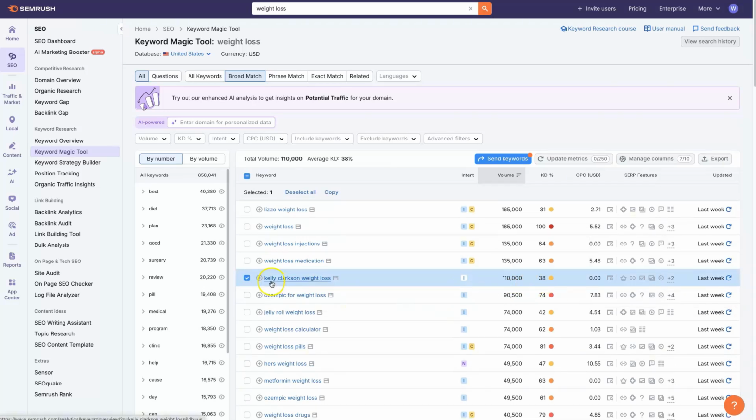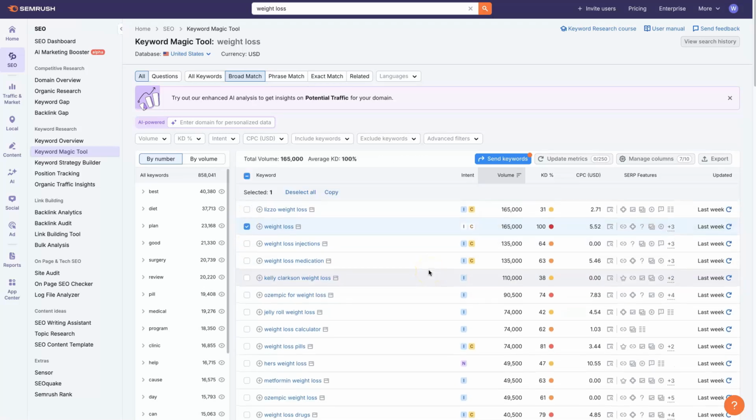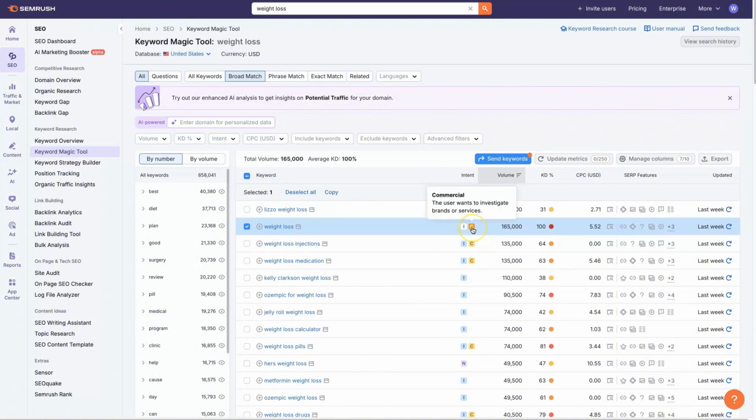Now, are you going to be able to sell a lot of stuff from this keyword? Probably not. That's why this keyword is so difficult, is because it has commercial intent, right? Which basically means that when people go searching for this keyword, they're looking for a solution and they're willing to spend money on that solution.